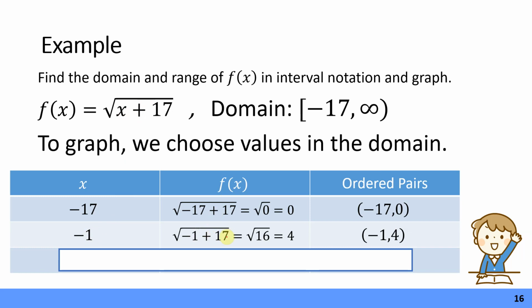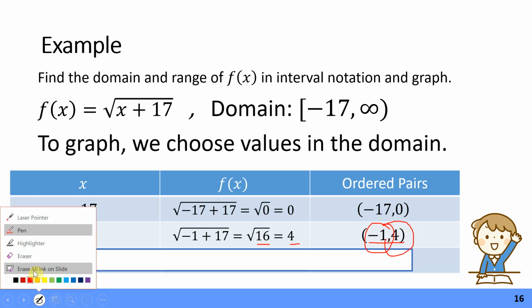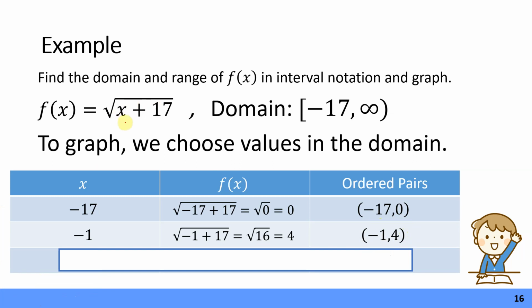Negative 1 plus 17, which is the same thing as 17 minus 1. I get 16. And the square root of 16 is 4. So there we go. I have my next ordered pair, which is the number I chose and the answer I got. Okay, let's see. Can you think of another number that I could put here?